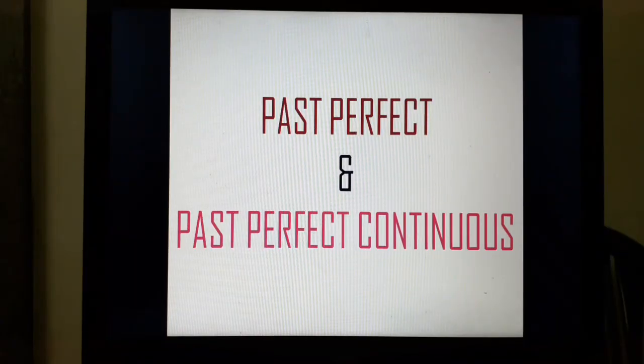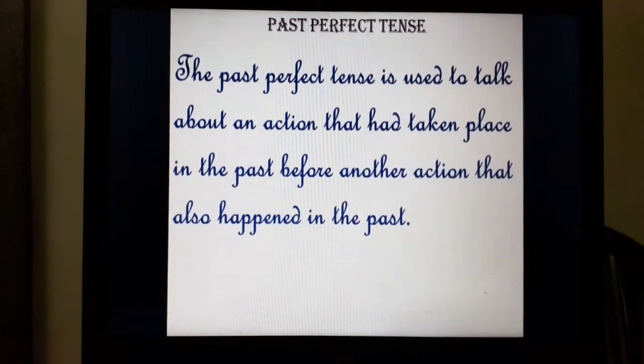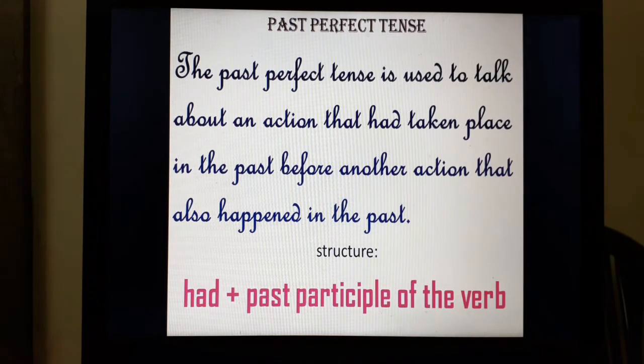Here it goes, past perfect and past perfect continuous. Let's start with past perfect tense. Here goes the definition. The past perfect tense is used to talk about an action that had taken place in the past before another action that also happened in the past. Here goes the structure. We make past perfect with a subject plus had plus past participle form of the verb.